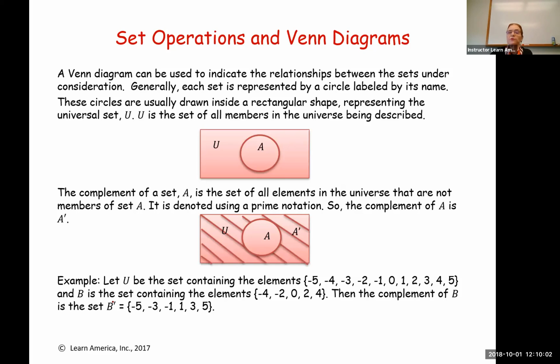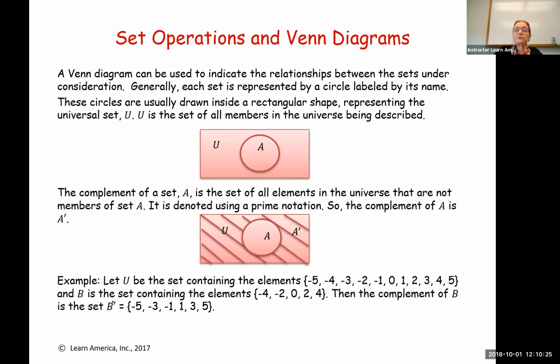Now, we have various ways of representing sets. One of the ways that we represent them, of course, you've seen already, by listing, but we also like to have pictures. Pictures always make things very clear. So one of the chief ways that we show sets using pictures is by means of what's known as a Venn diagram. The Venn diagram can be used to indicate the relationships between the sets that we're considering.